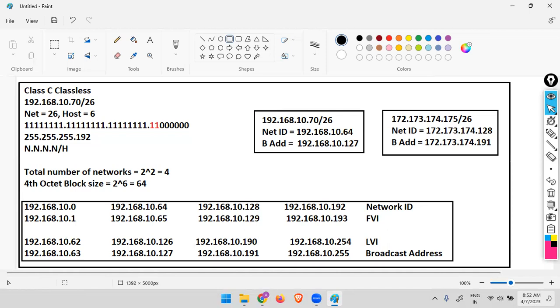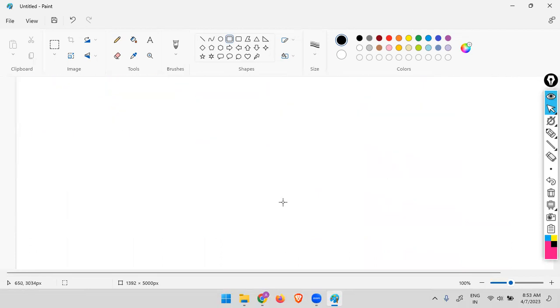So up to /30 you can go. /31 we can also use, I'll show you, but only in point-to-point networks. We cannot use it in other calculations like LAN environments. So for the subnetting part, we'll go till /30 only. So /25 and /26 I have done. /27, /28, /29, /30, that is your task, to practice. Clear? Now next, let's move on to class B.